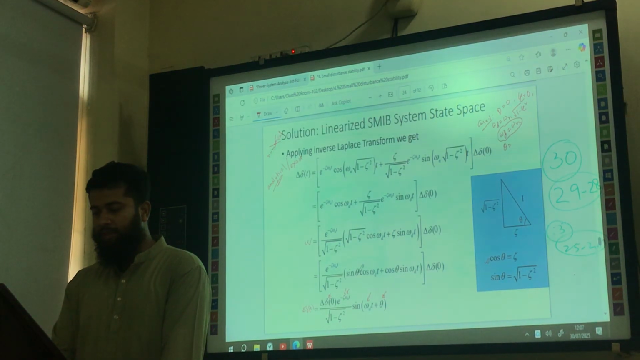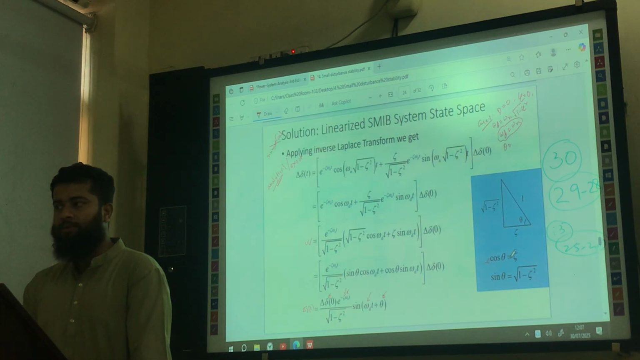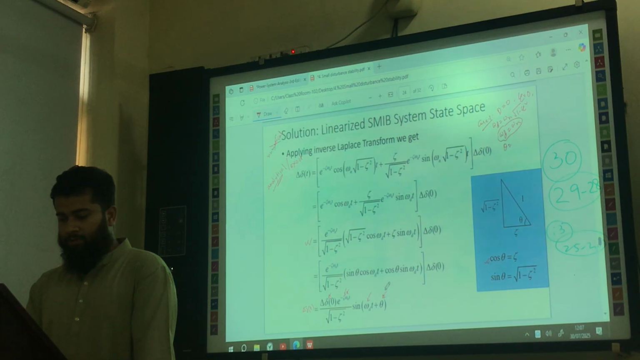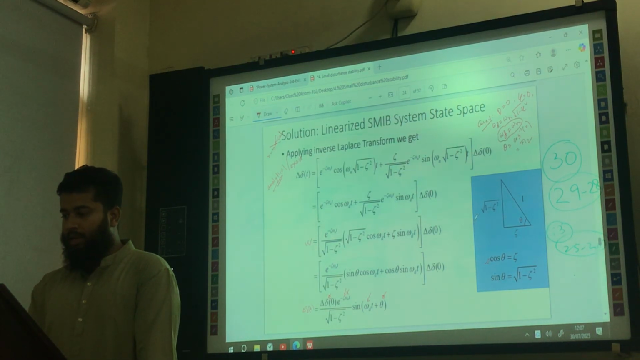But if you use this line, you need to remember the theta. That will be the cos inverse zeta. So if your zeta is 0, theta will be cos inverse of 0, right? That will be simply 90 degrees or pi by 2. Now let's put all these values here to find the delta of t for this case, or for t equals 0.